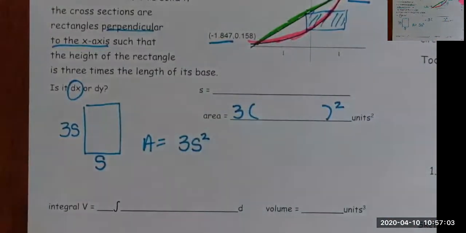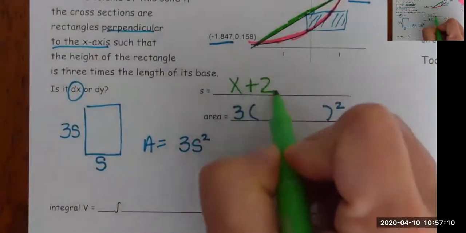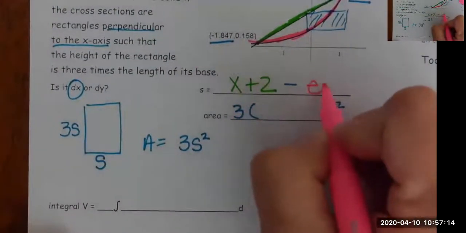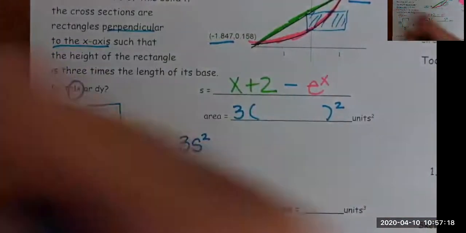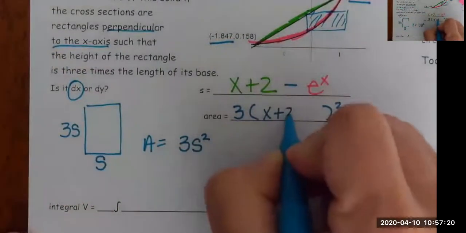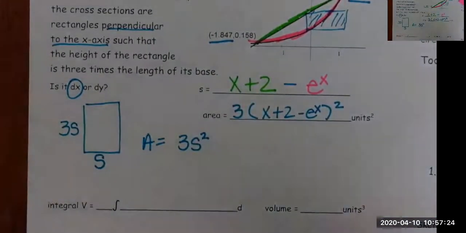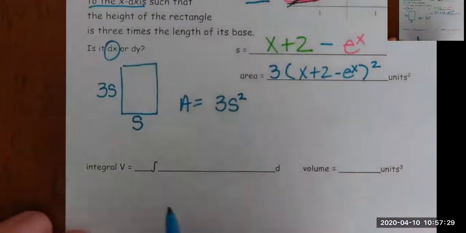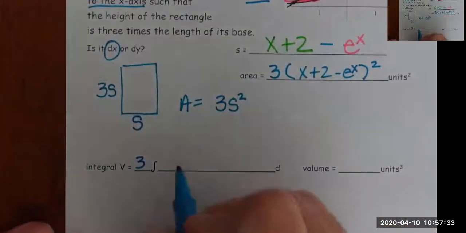So now you just need to figure out what S is, and S is going to be top minus bottom. So that's x plus 2 minus e to the x. Not so bad, right? There we go. And we'll integrate it. Again, I'm going to pull out my constant. It's easier to me to type when that's not there, because then I don't need 2 sets of parentheses.